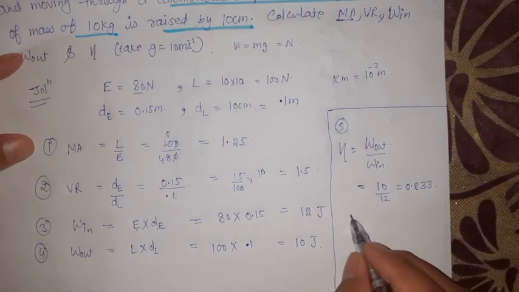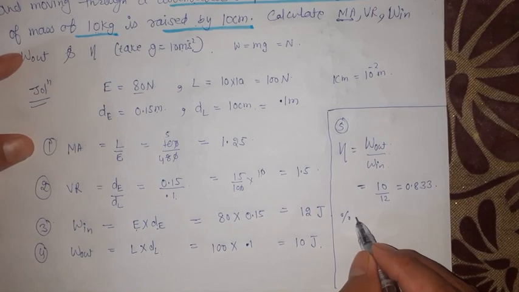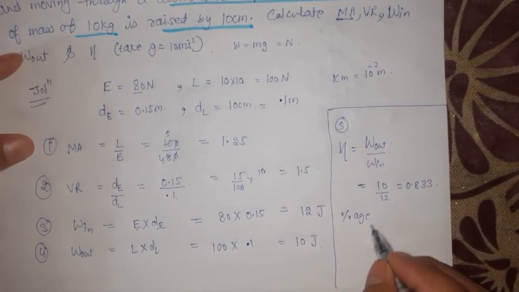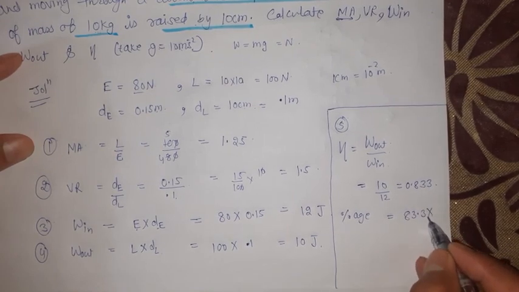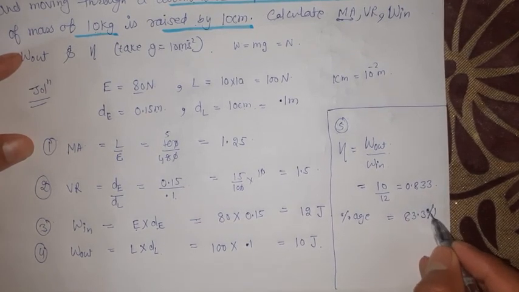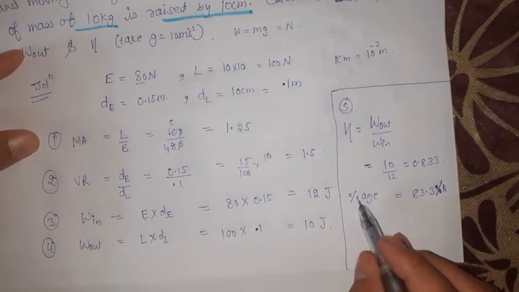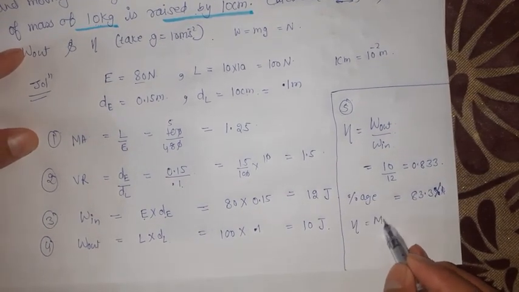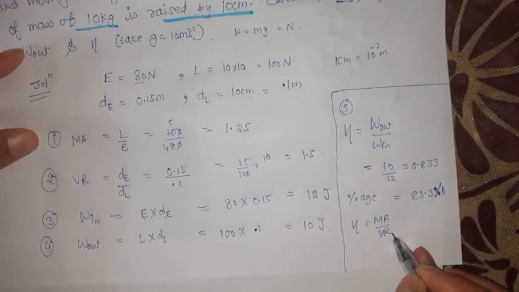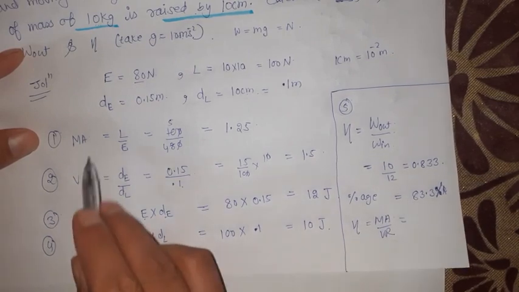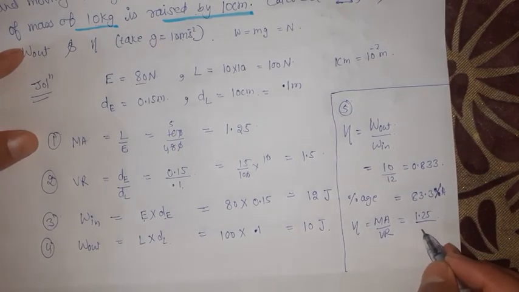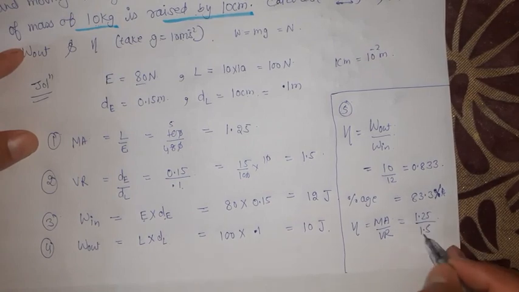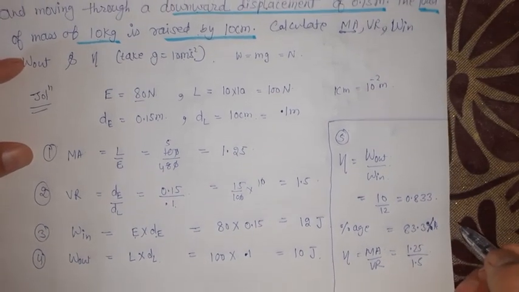0.833. Or if we want to calculate the percentage, we multiply it with 100 and we will get 83.3%. This is the percent now. You can also calculate that with the help of this formula, mechanical advantage to velocity ratio. So there, mechanical advantage is 1.25 upon velocity ratio 1.5. So you will get the same answer.